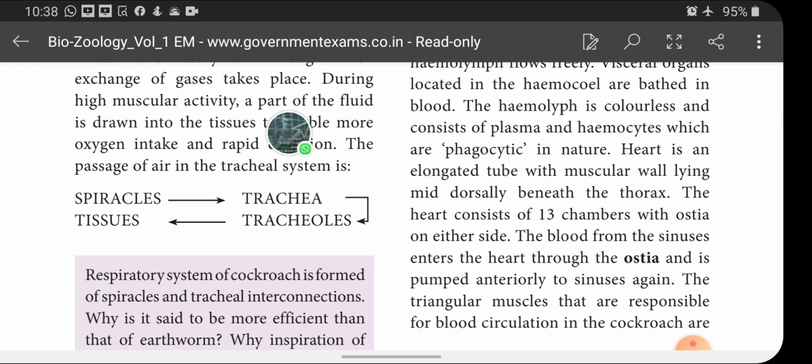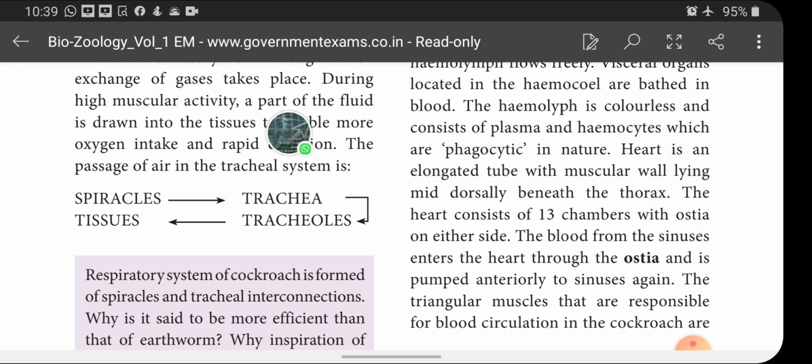What is meant by hemolymph? The fluid which fills the body cavity is called hemolymph. It is colorless and consists of plasma and hemocytes only. In our body we have blood, and blood consists of plasma and blood cells. But hemolymph is colorless and consists of plasma and hemocytes. Instead of blood cells, hemolymph consists of hemocytes, and the hemocytes are phagocytic in nature. What is meant by phagocytic? They help the body by engulfing microorganisms which enter into it.